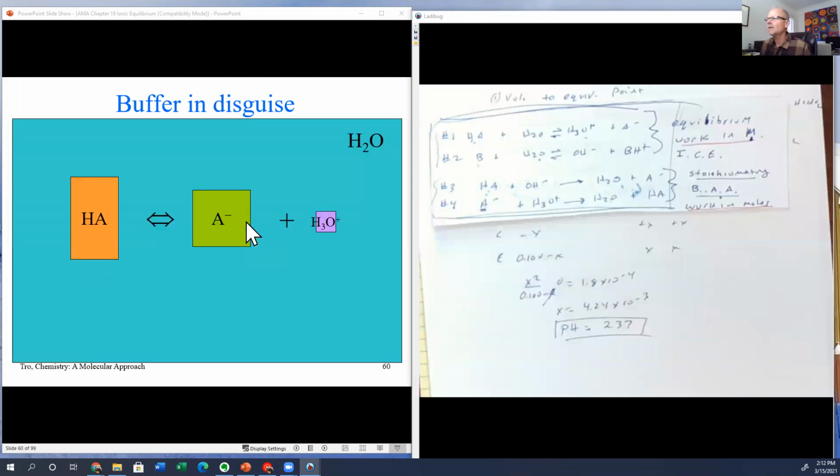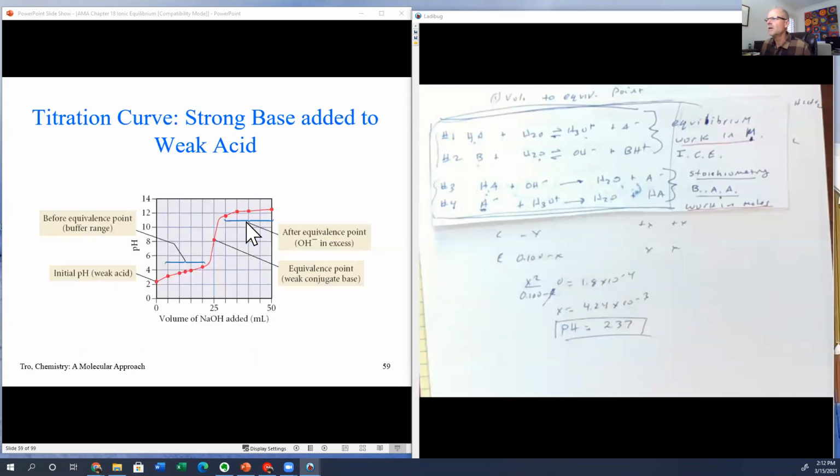So all along this part of the titration curve, once you start adding base, the initial pH we figured out is just the pH of a weak acid. But all along this section right here, you have a buffer. How do you find the pH of a buffer?